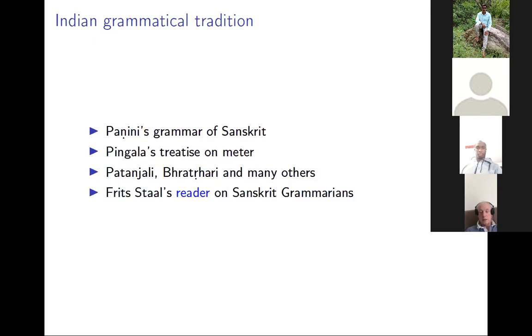Frits Staal was a Dutch logician who lived in the 20th century. He studied at Leiden and then went on to teach at the University of California, Berkeley. He was very enthusiastic about the Indian grammatical tradition. He traveled across the length and breadth of India and collected material about this ancient tradition, and he published a reader, which is published by the MIT Press. I find that book very informative, and there are many things which you would never read in a mainstream course on linguistics.